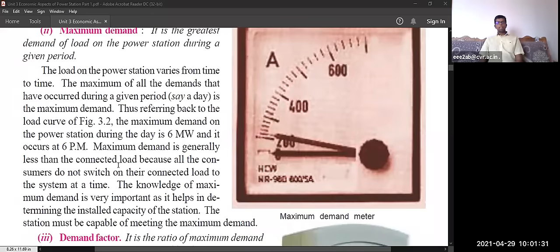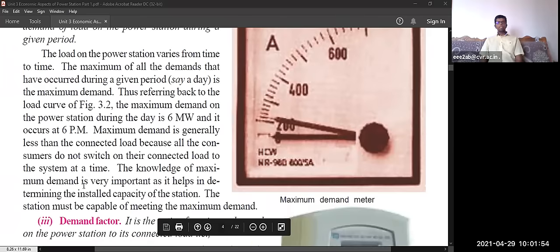The maximum demand is generally less than the connected load because all the consumers do not switch on their connected load to the system at a time, as I said. So all will not switch on all the loads at a particular time. So it may be varying. They may not switch on or switch off at a particular time.